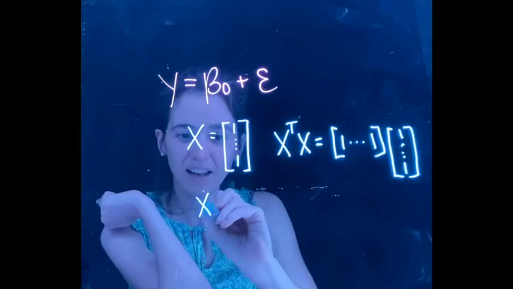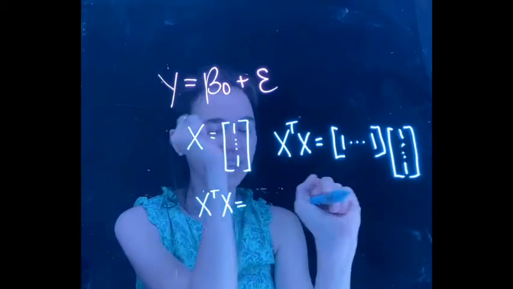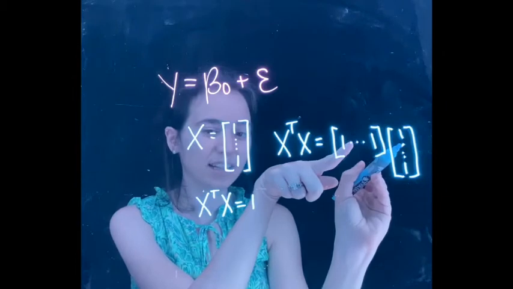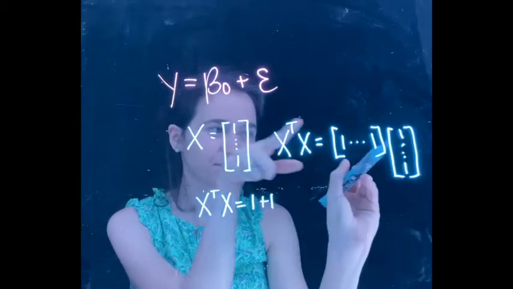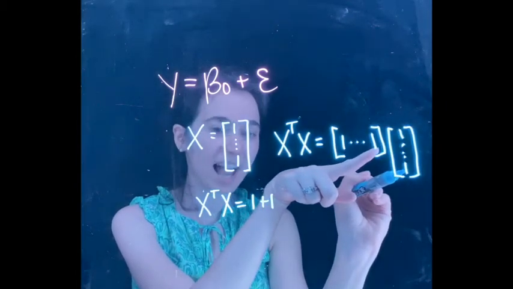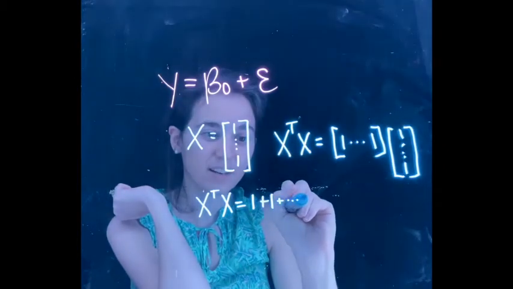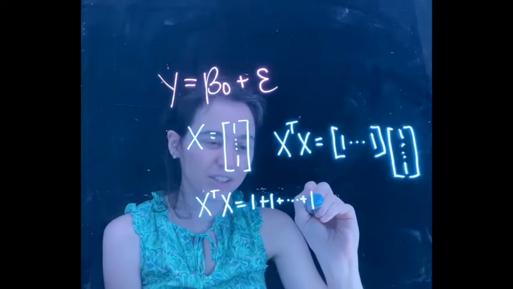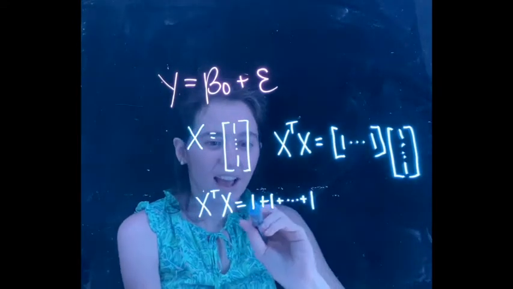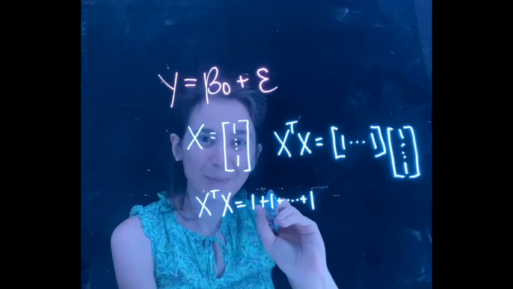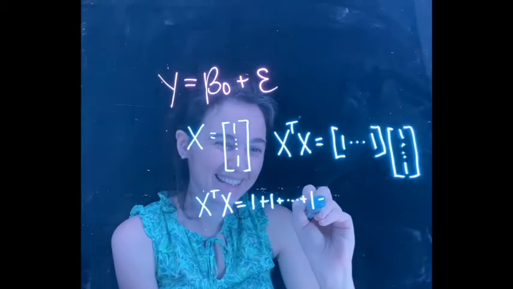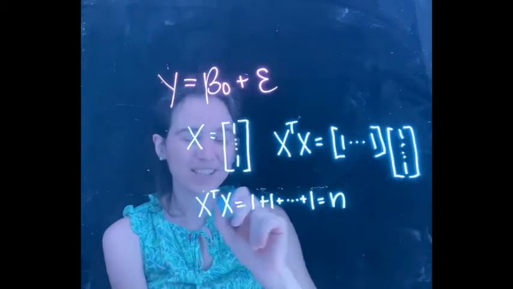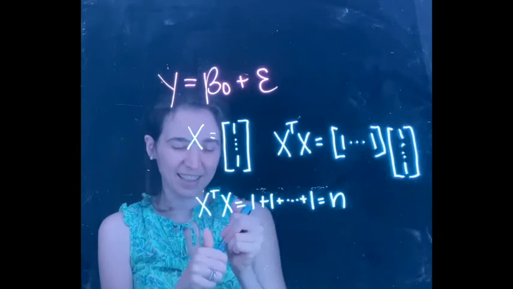So X transpose X is going to be equal to 1, and then the next element is going to be 1, so 1 plus 1, all the way to this last element, the nth element of 1. So we're going to be adding up n elements of 1. We could also write this as 1 plus 1 plus 1 plus 1 plus 1, which is the same as just writing n, because we're adding up n elements of 1. So X transpose X here is just equal to n.